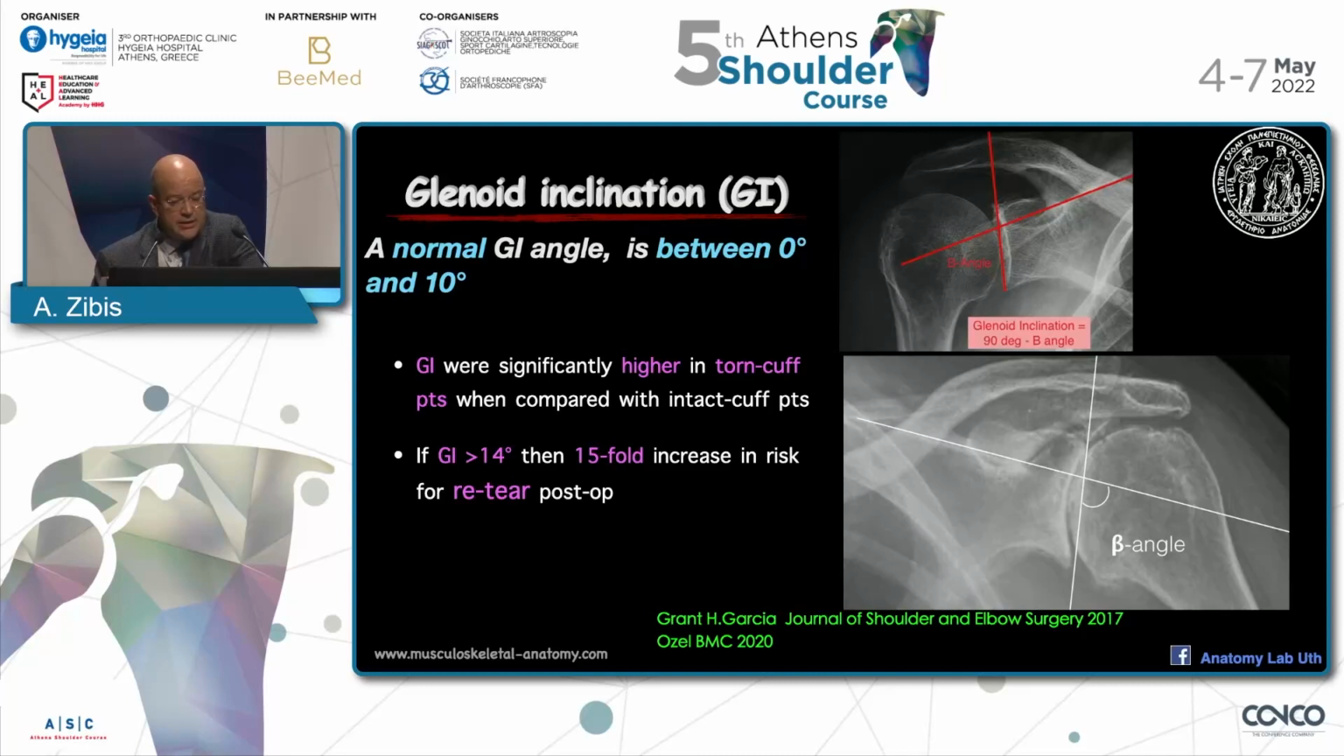Glenoid index is another index. The glenoid inclination is another index. The normal range is between 0 and 10 degrees. It is higher in patients with torn cuff, and it is also a bad prognosis factor for retear. If it is above 14, then the risk of retear is 15 times higher.